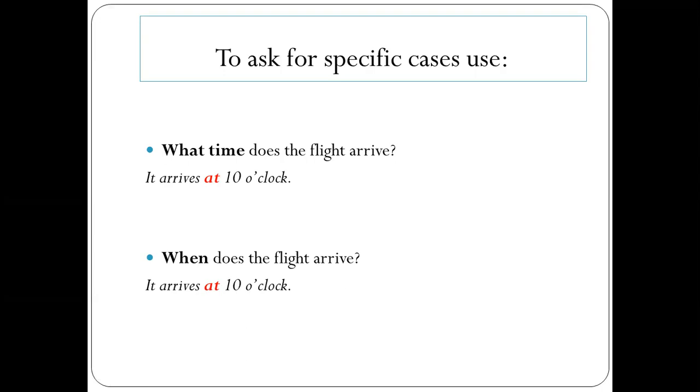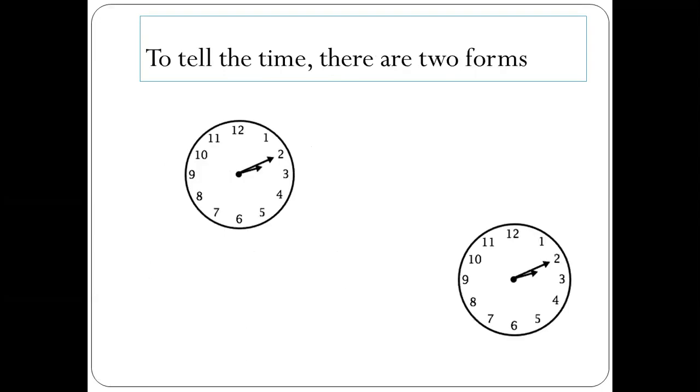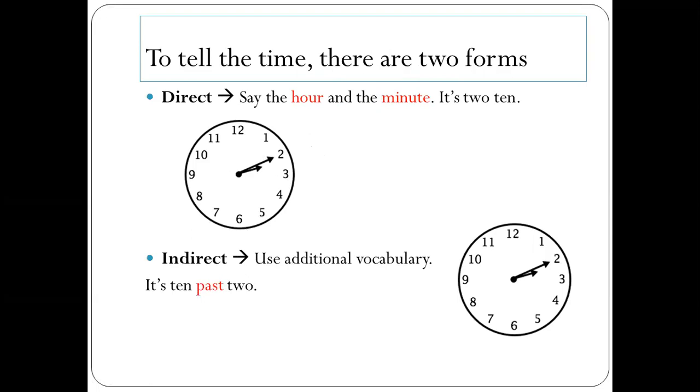Okay, so let's continue. To tell the time, there are two forms. The first one is direct, which means you say the hour and the minute. For example, it's 2:10. And there's another way. You can use indirect, use additional vocabulary. For example, okay, as I was saying, in the indirect, we use additional vocabulary. For example, it's 10 past 2.